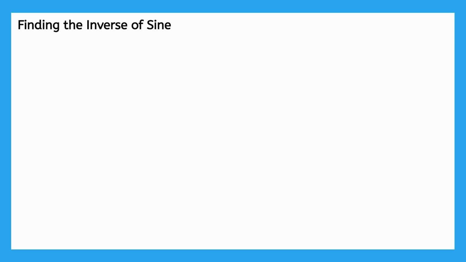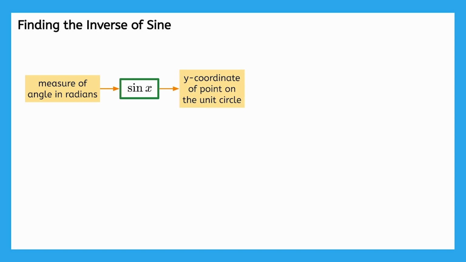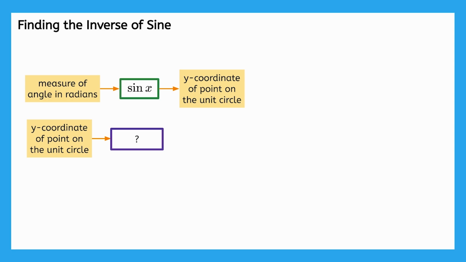Let's think back to the sine function. We know sine of x takes in the measure of an angle in radians and outputs the y-coordinate of the point at which the angle's terminal side intersects the unit circle. Our goal right now will be to find a function that does the exact inverse, takes in the y-coordinate of a point on the unit circle, and outputs the corresponding angle measure in radians.